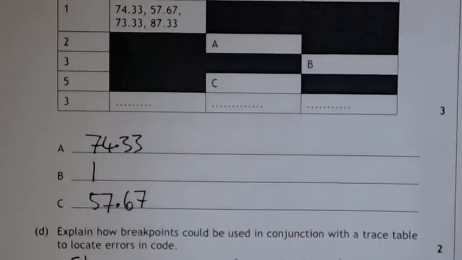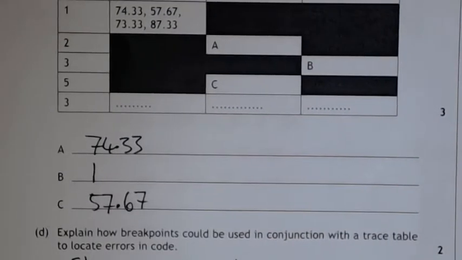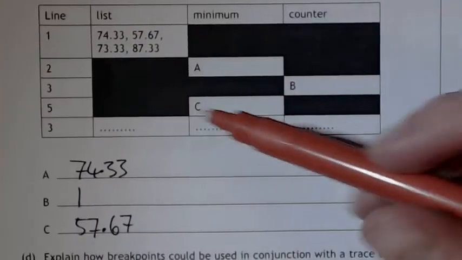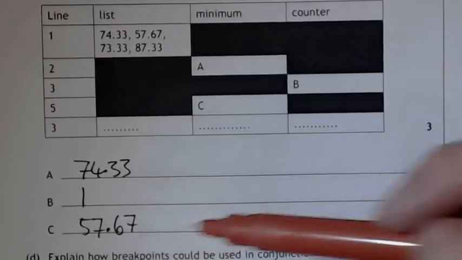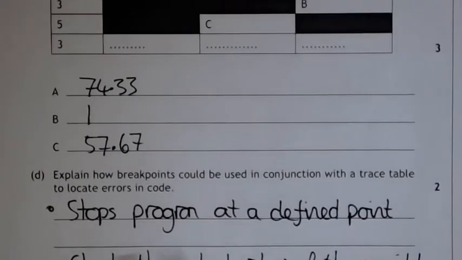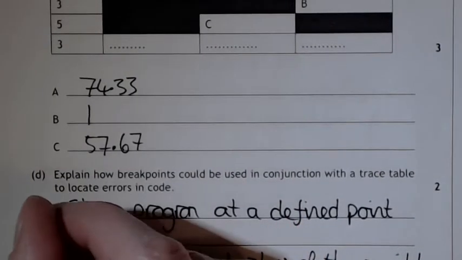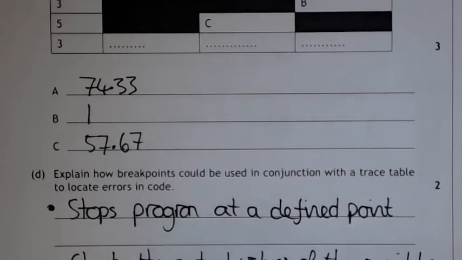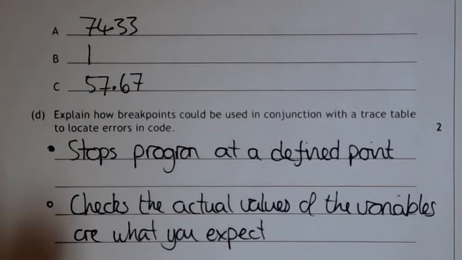57.67. Next part of the question is explain why breakpoints can be used in conjunction with a trace table. So you've manually worked your way through writing down what you expect the values to be. What you can then do is set breakpoints in your program, and it will stop your program at the defined point, right? So that's what the point it stops at it, and it will actually tell you there and then what the actual values of the variables are, and you compare it to what you're expecting.